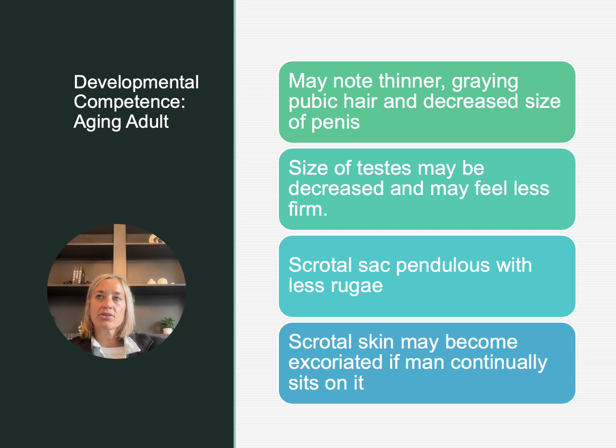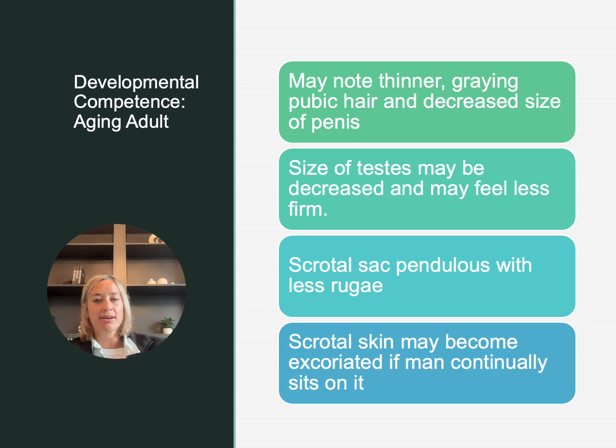The testes also undergo changes. They may become smaller and feel less firm to the touch. This change doesn't necessarily indicate any pathology, but reflects the natural aging process. The scrotal sac often becomes more pendulous and lacks the same degree of rugae or wrinkling that we typically see in younger individuals. This is due to a reduction in skin elasticity.